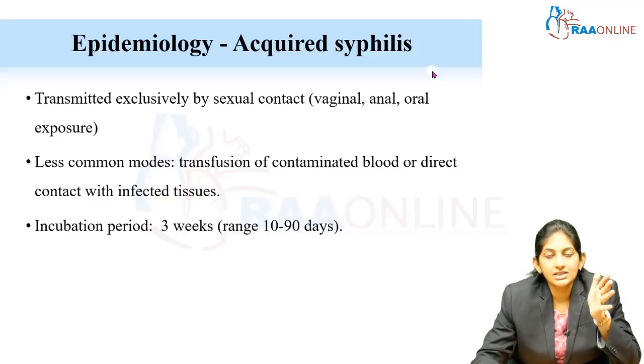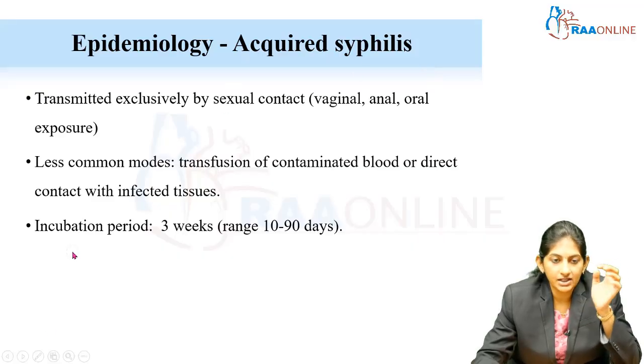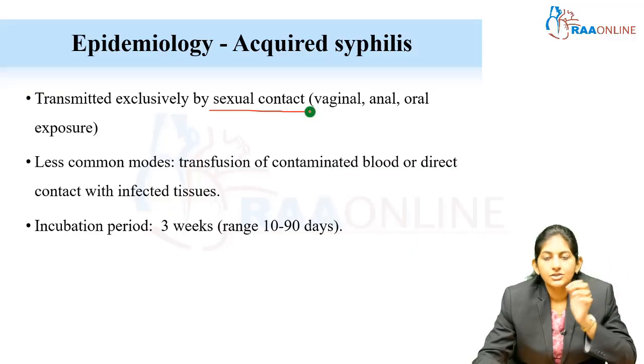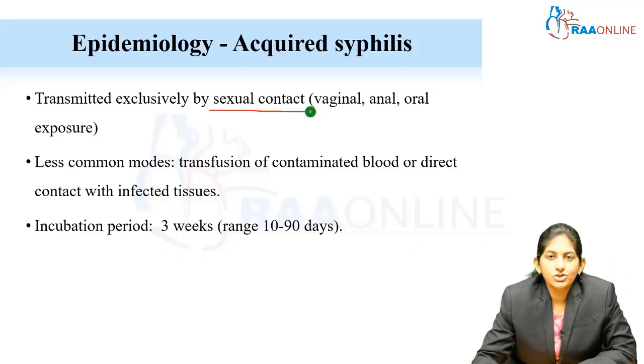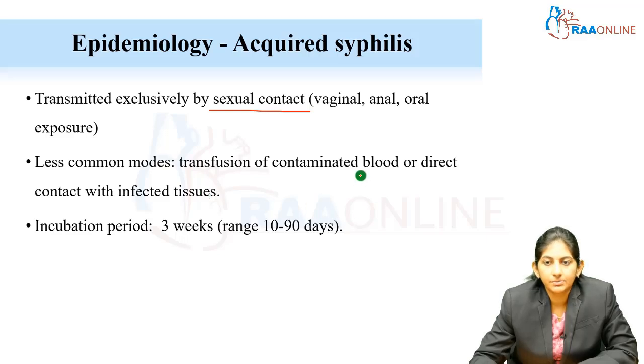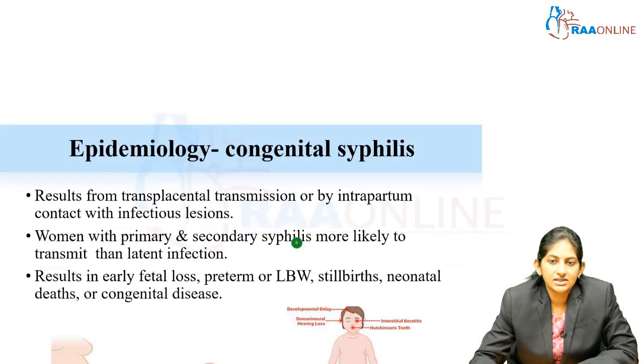The acquired syphilis is primarily transmitted by sexual contact. It can be vaginal exposure, oral exposure or anal exposure. So predominantly it is sexual contact, but it can be transmitted by blood products or by direct contact with the infected tissue. Incubation period is quite long, that is 3 weeks. It can be maximum even up to 3 months.